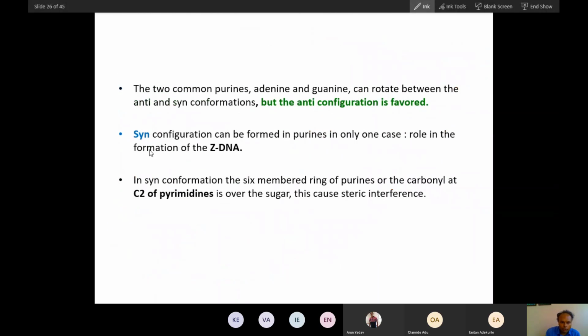We will talk about this. Syn configuration is present in Z DNA, an abnormal type of zigzag DNA, but B DNA has anti configuration. We will talk about B DNA. Our body has B DNA, and it is in anti configuration.